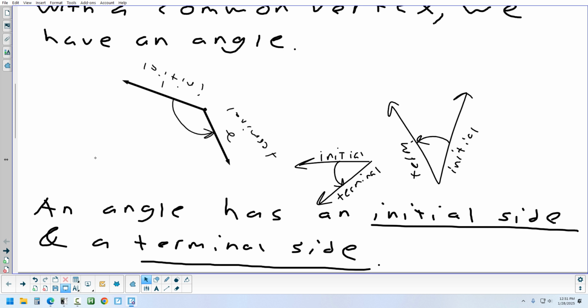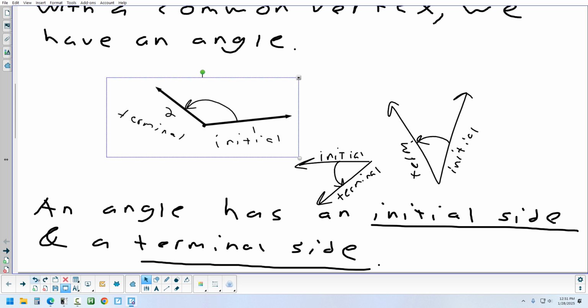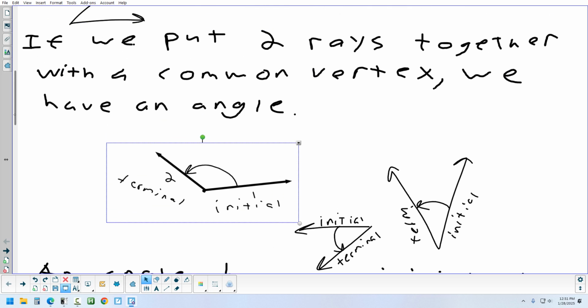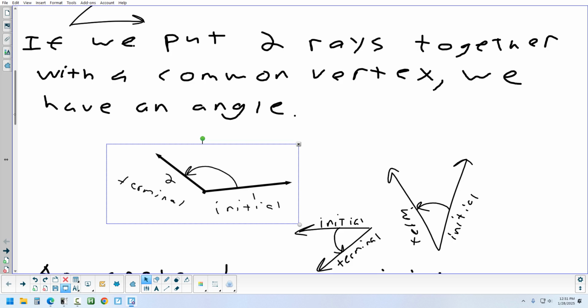Can you go up for 1 second? I just didn't get the words. That one? Yep, if you put two rays together with a common vertex, that's how you create an angle.